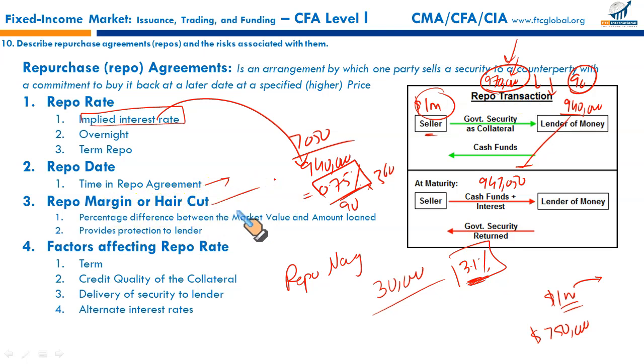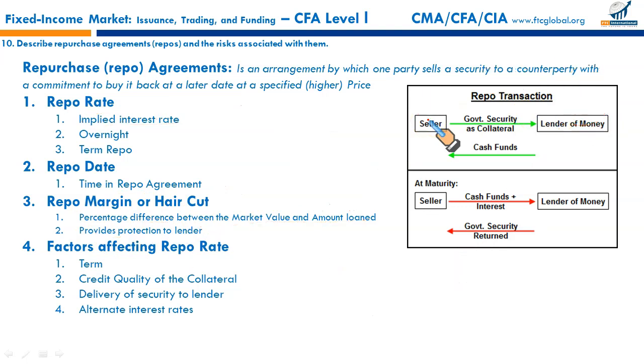So what is it? We have already calculated the percentage difference between the market value and the amount loaned. This is the amount loaned. This is the market value. So the percentage difference between these two is called the repo margin or haircut, and it provides protection to the lender who has provided these funds as a loan. Now, there are certain important terms that you need to be aware of.